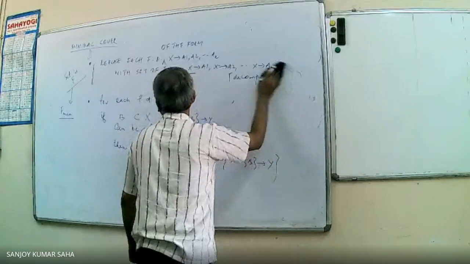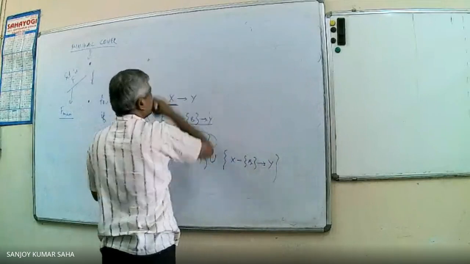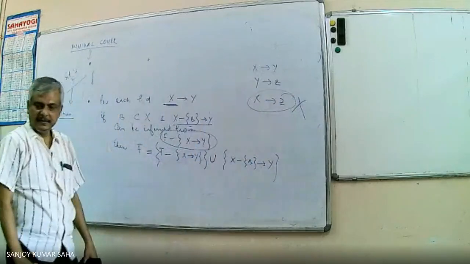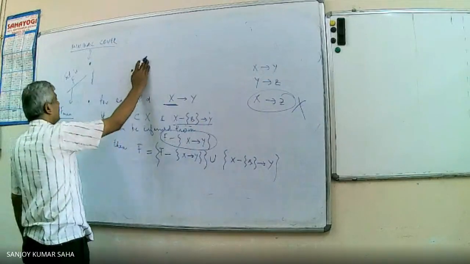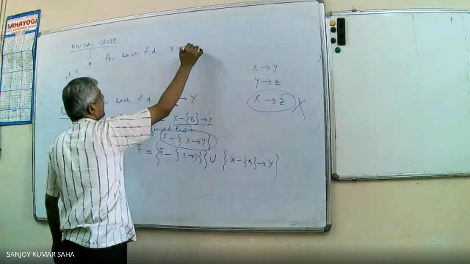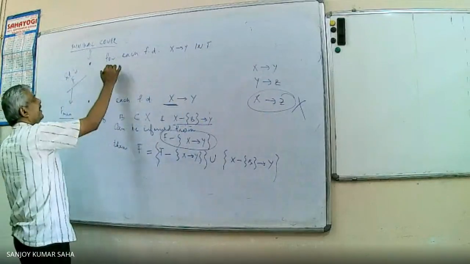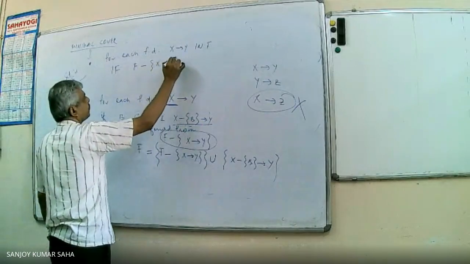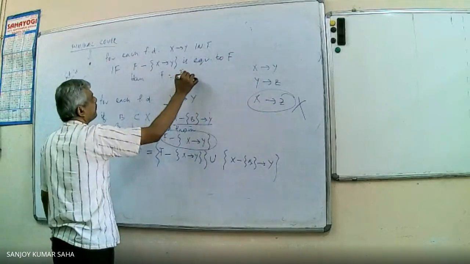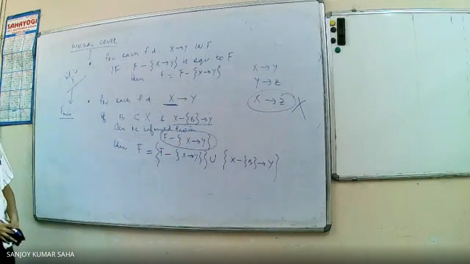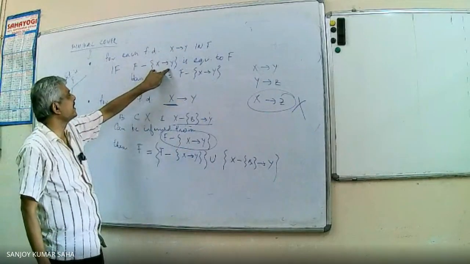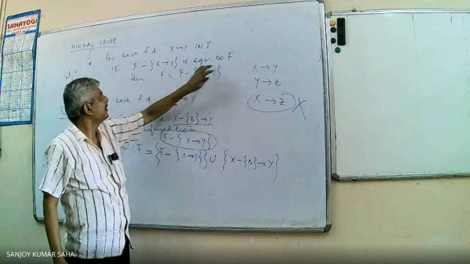Now, after this, we may have some rules which are redundant. Say, if I have X implies Y, Y implies Z, then X implies Z. This is redundant, right? That is the last step. For each functional dependency X implies Y in F, if F minus X implies Y is equivalent to F, then F equals F minus X implies Y. That means this rule itself is redundant. If we take away these things, the remaining part is equivalent to F. Then why shall we keep this one?